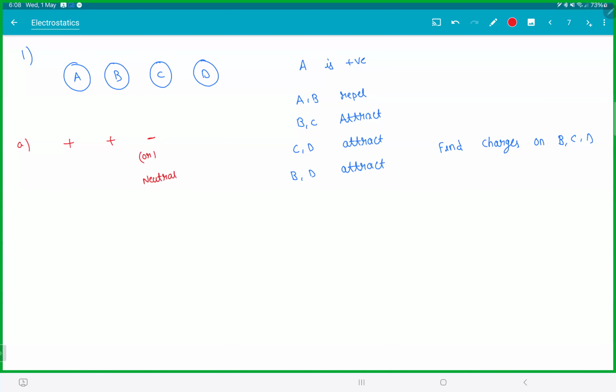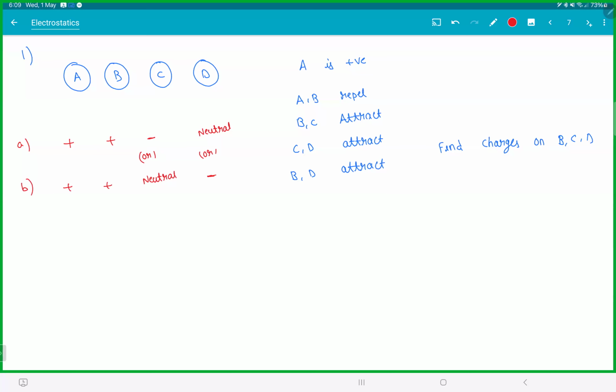Now that means if you assume C is negative, then C and D also attract. Now that's the problem there. If you say D is also negative, then these two will repel and these two will attract. So it becomes a contradiction. So that means if C is negative, D should be neutral. Or if you say D is negative, then C should be neutral. So there are two answers for this. So it is plus plus, C is negative and D is neutral, or plus plus, C is neutral and D is negative.